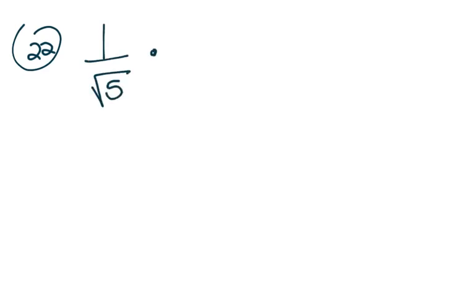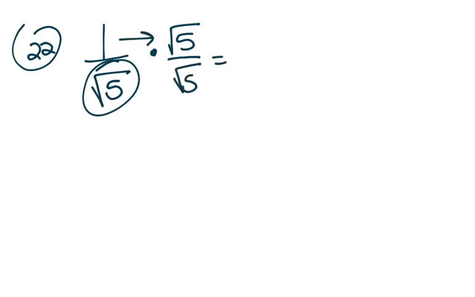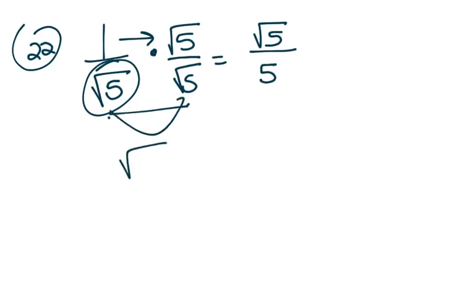Rationalizing the denominator just means if it's a monomial in the denominator, you multiply top and bottom by that. So 1 times radical 5 is radical 5. And radical 5 times radical 5 is just 5. That's a rule, because radical 5 times radical 5 is radical 25, and the square root of 25 is 5. But you could actually just get rid of it right away if you remember the rule.